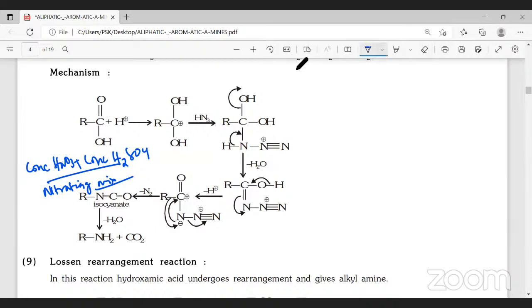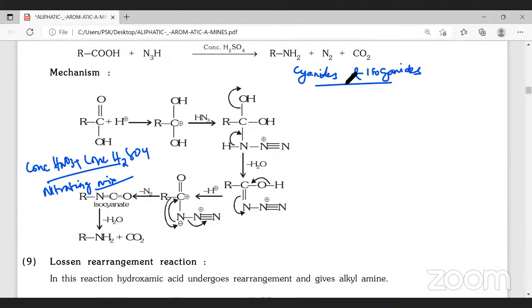So, cyanides and isocyanides. Now, what are the cyanides and isocyanides? For an example, if I take HCN, H-C triple bond N, this is the cyanide form. On nitrogen, we have a lone pair of electrons. You should know that. Now, this molecule will undergo tautomerism.